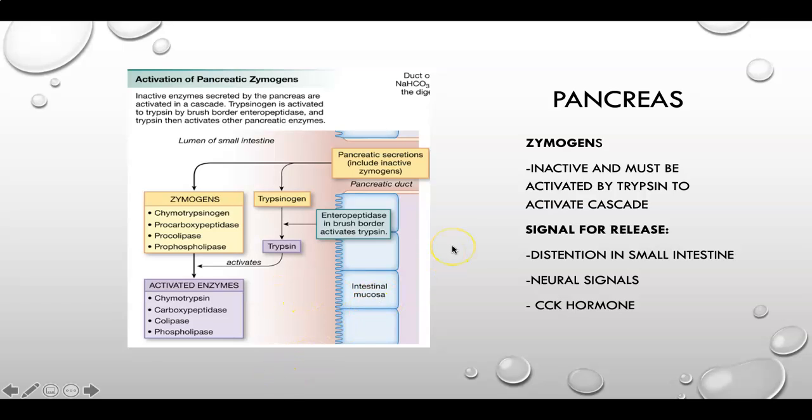The signal for release: distension in the small intestine, so like food causing you to stretch, neural signals, and the CCK hormone.